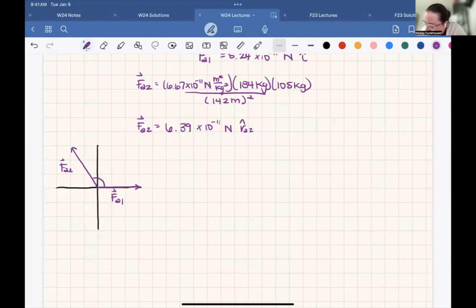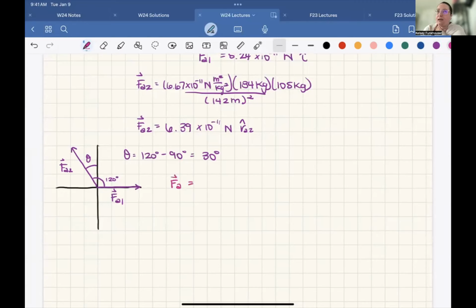And then we were told that that angle is 120 degrees, but we really want this angle, and that is going to be 90 because this whole quadrant here is 90. Or sorry, 120 minus 90. So theta equals 120 minus 90, which is 30 degrees. Okay, so then we want to look at the force on the astronaut, so the total force.